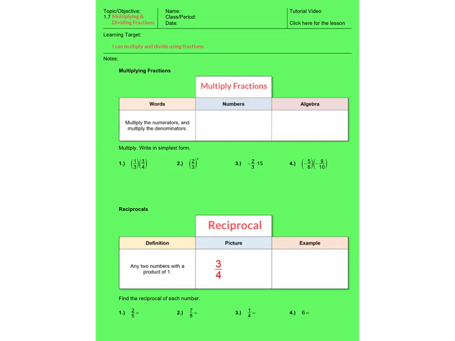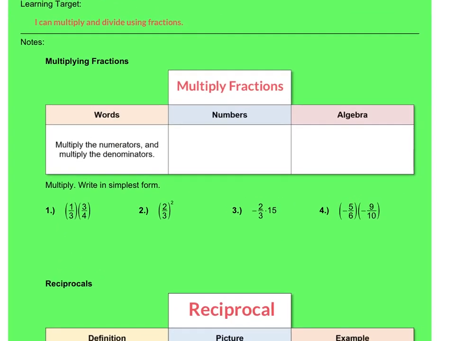All right, our seventh lesson of the chapter is on multiplying and dividing fractions. Just like yesterday, the first part of the lesson is going to be on how to multiply and divide fractions, as a review. And then we're going to apply it to positive and negative numbers. Our learning target is that we can multiply and divide using fractions. Pretty common sense. Let's show you how to multiply.